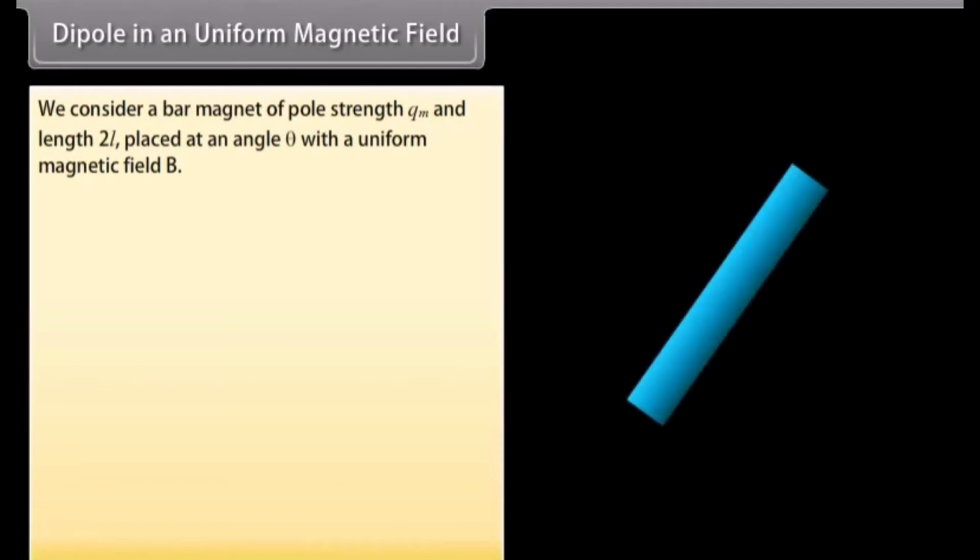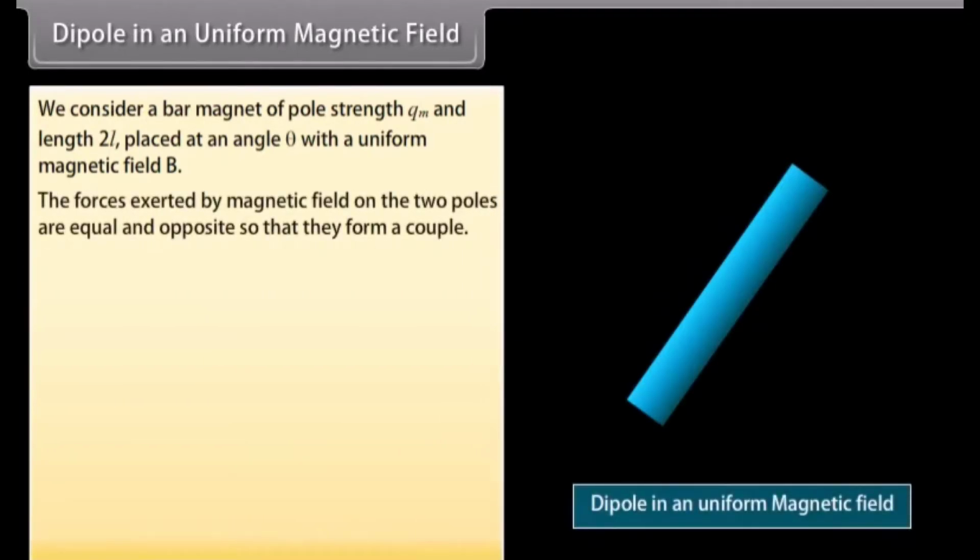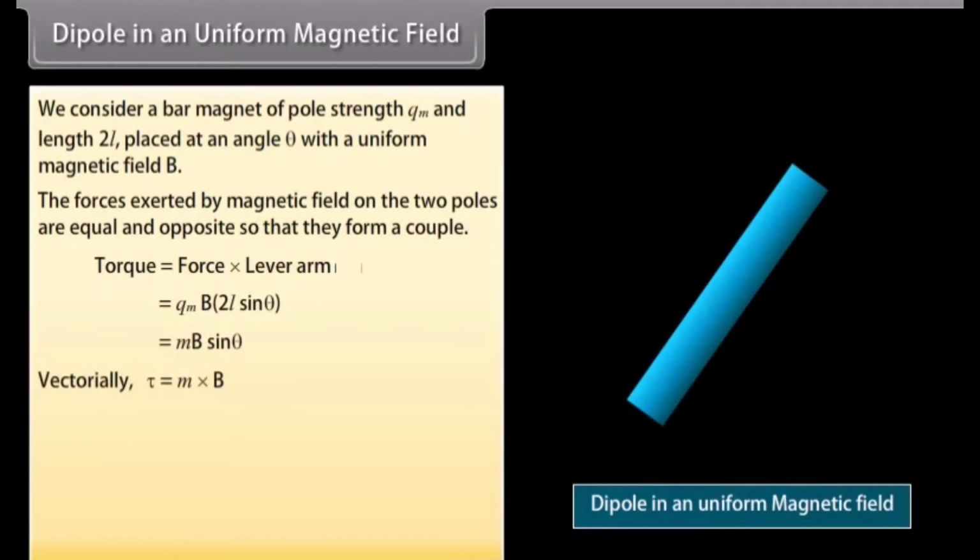Dipole in a uniform magnetic field. We consider a bar magnet of pole strength Qm and length 2L placed at an angle θ with a uniform magnetic field B. The forces exerted by the magnetic field on the two poles are equal and opposite so that they form a couple. Torque is equal to force times lever arm. By putting the values in the above equation, we get the value of torque equal to mB sin θ. Vectorially, it is represented as τ equals the cross product of m and B.